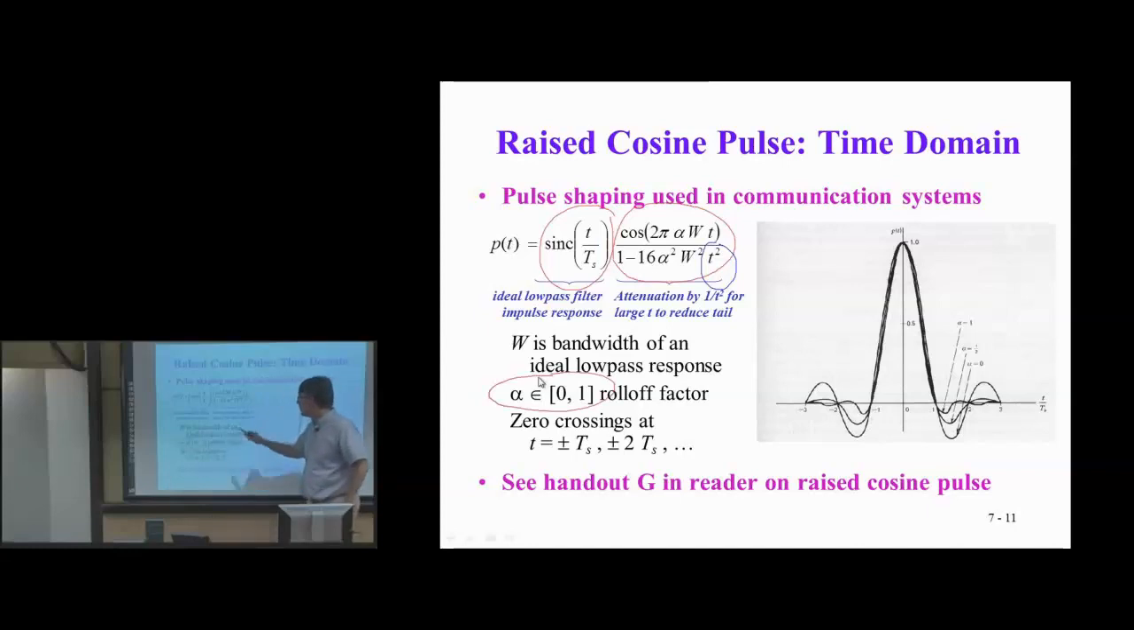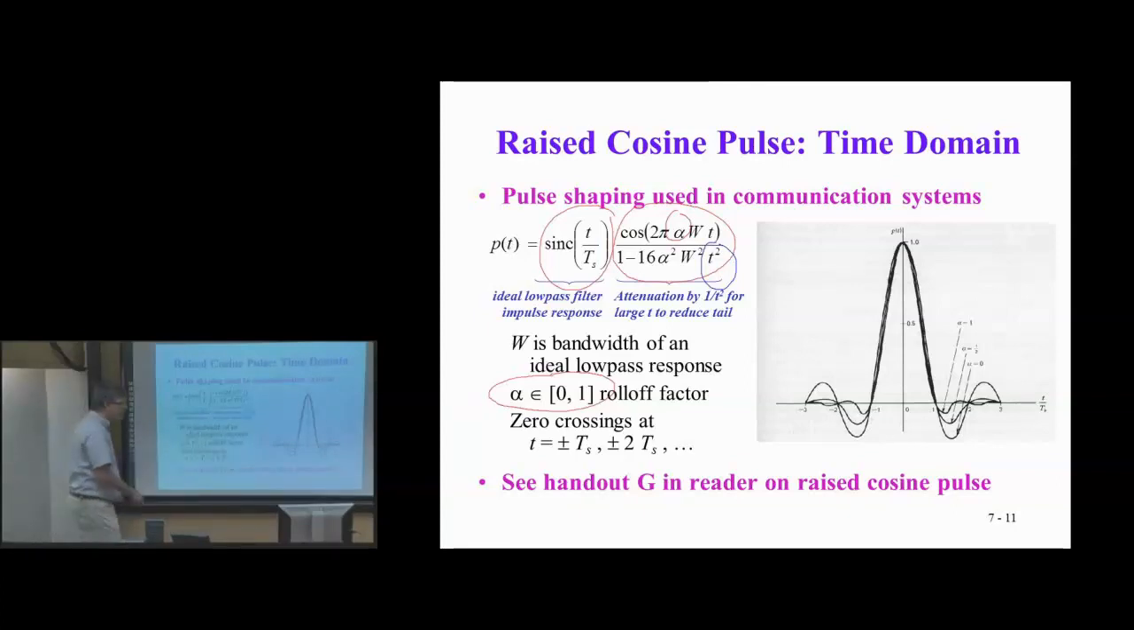When alpha is 0, look at what happens. So when alpha is 0, what happens to the cosine? It's 1. And what happens to the denominator? When alpha is 0, 1. Okay, so when alpha is 0, we go back to only the sinc. There's no impact now from the multiplicative attenuation term on the right. Now, as alpha increases beyond 0, we get more and more influence from the attenuation term.